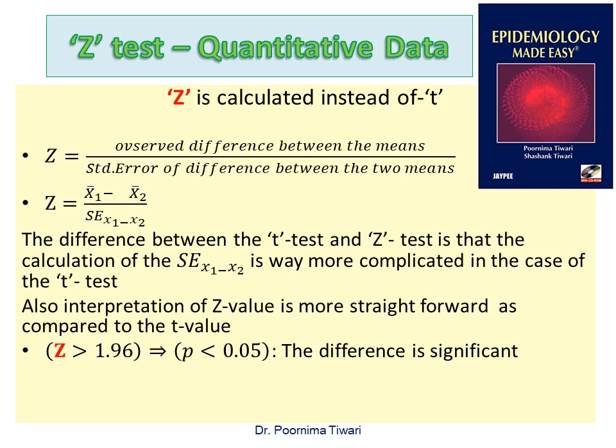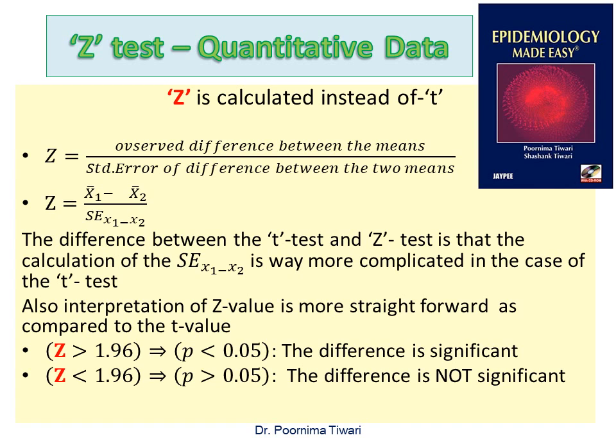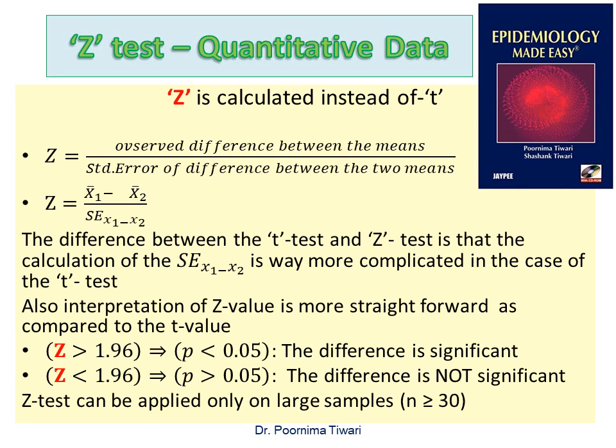As shown before, if Z is more than 1.96, P is less than 0.05. If Z is 1.96 or less, P is more than 0.05 and the difference is not significant. So simple. But the only catch is that the Z test can be applied only on large samples. That is, both the samples should have a minimum of 30 participants.